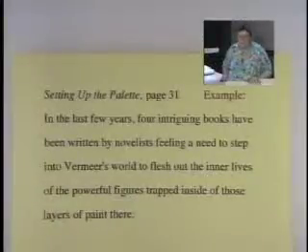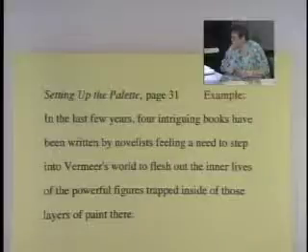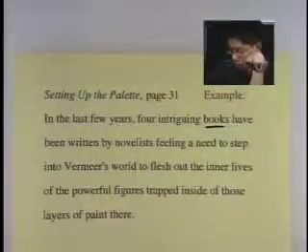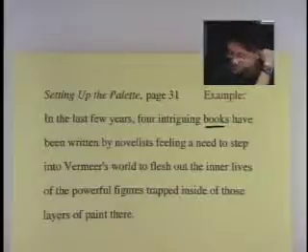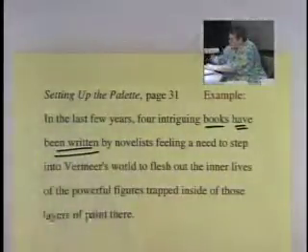In the last few years, 4 intriguing books have been written by novelists feeling a need to step into Vermeer's world to flesh out the inner lives of the powerful figures trapped inside of those layers of paint there. Vince, where's my subject? 4 intriguing books. Books, and just books. You don't need the modifiers. Where's your verb? Have been written. That's right. See how the verb parts line up when you turn it back into normal word order?